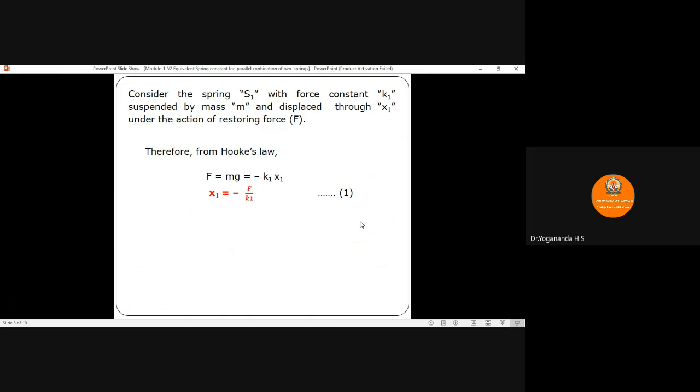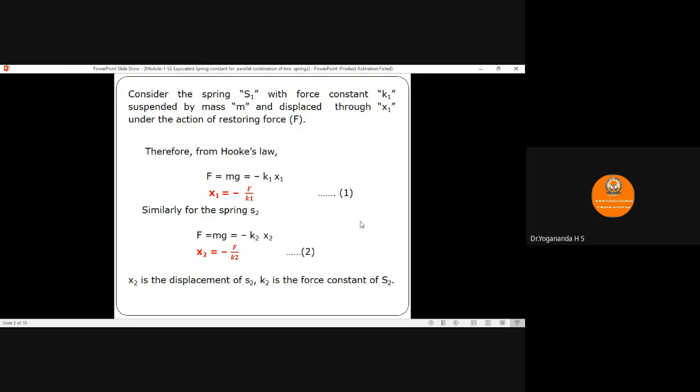From Hooke's law, the force acting on the spring S1 is F equal to m into g, which is equal to minus k1 into x1, where k1 is a proportionality constant called the force constant of the spring S1. Rearranging this equation, the elongation or the displacement of the spring S1 due to the suspended mass m can be written as x1 equal to minus F divided by k1. We call this equation number 1.